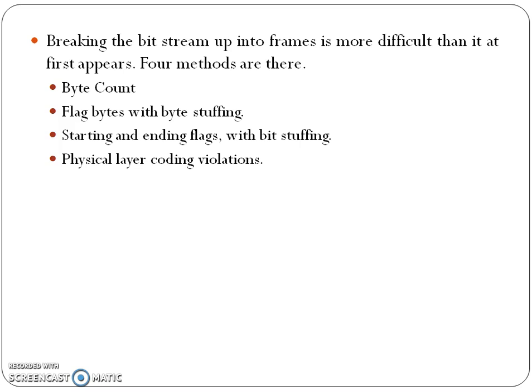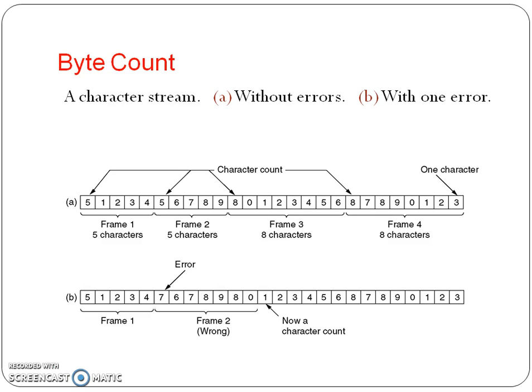Breaking the bit stream up into frames is more difficult than it at first appears. Because of that, we follow four methods to do this: byte count, flag bytes with byte stuffing, starting and ending flags with bit stuffing, and physical layer coding violations. Now we see the first technique, that is byte count.